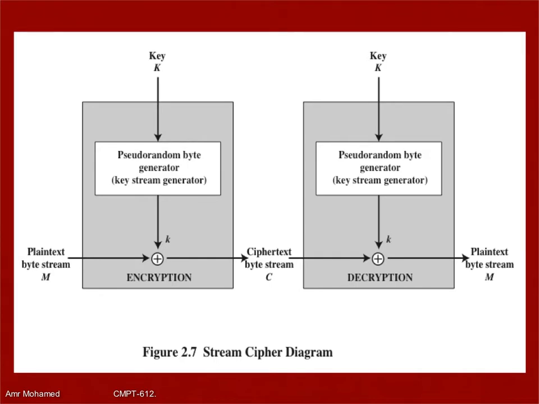So that's the difference between the stream cipher and the block cipher, which uses a fixed size block and fixed size key. Here the key is fixed, but the output text is not fixed, or the plain text is not fixed.